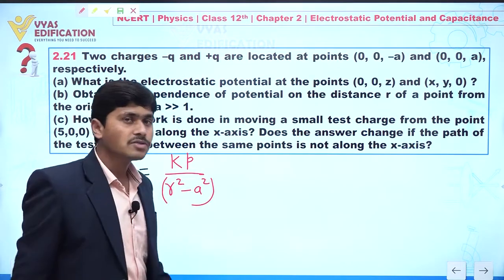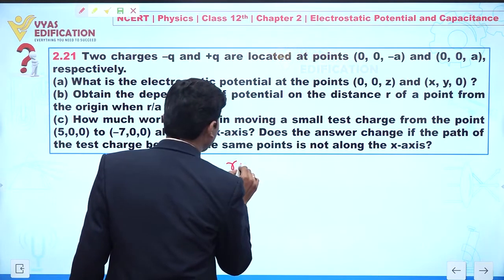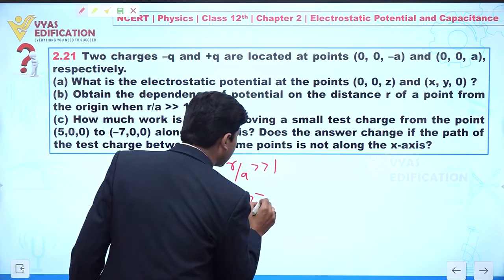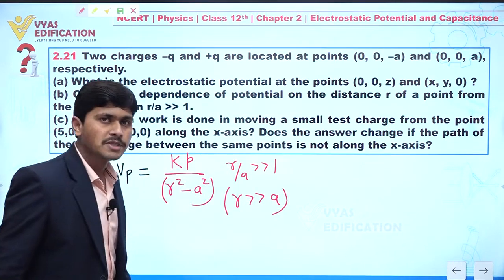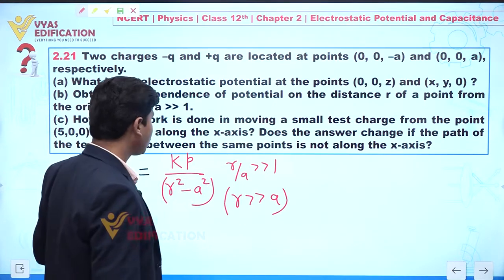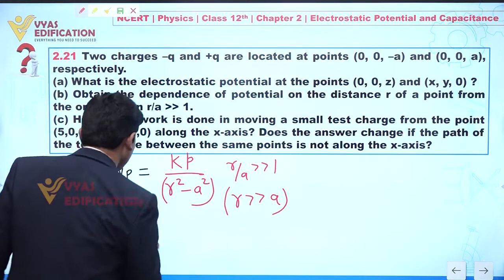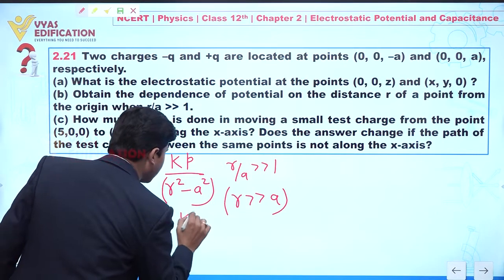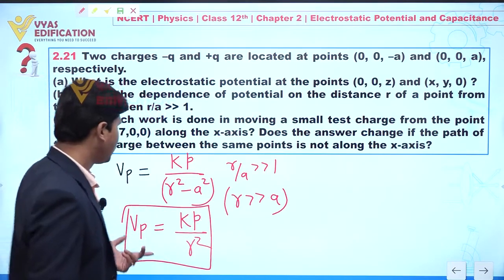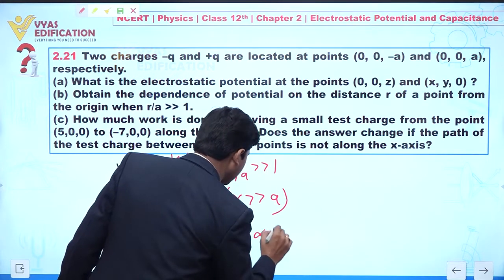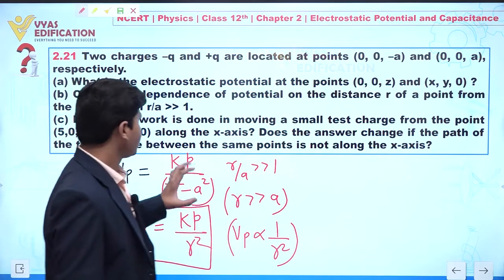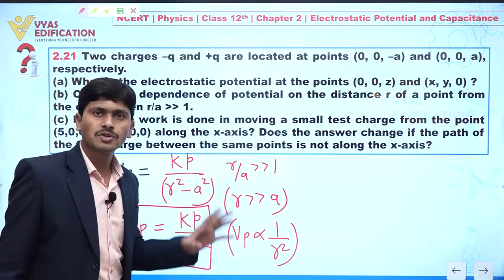Here, potential at any point P is given by Kp upon r square minus a square. Now in this question it is given that r by a is very much greater than 1. It means r is very much greater compared to a. So a square is neglected in comparison to r square, and we can write Vp is given by Kp upon r square. From here you can see the electric potential is inversely proportional to r square. Clear to everyone? So Vp is inversely proportional to r square.